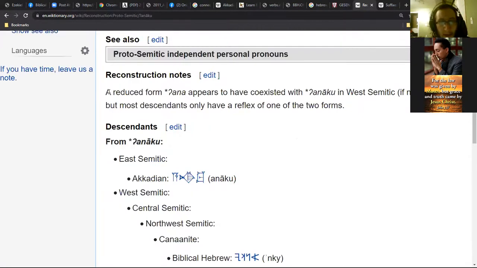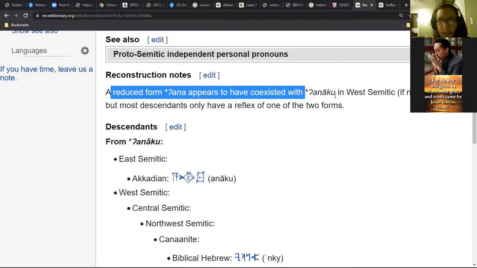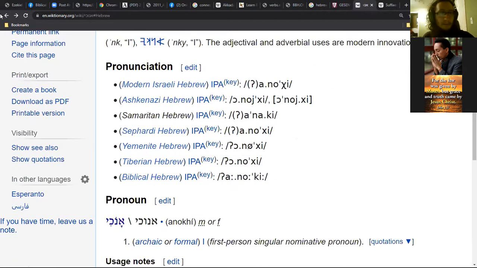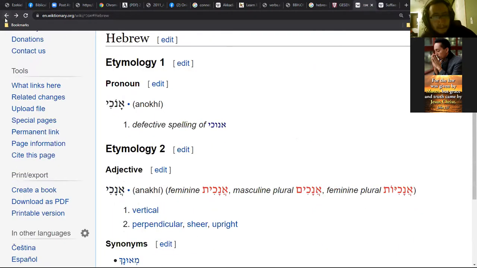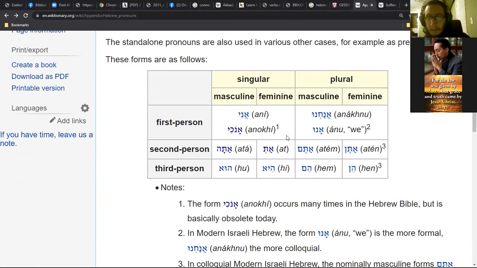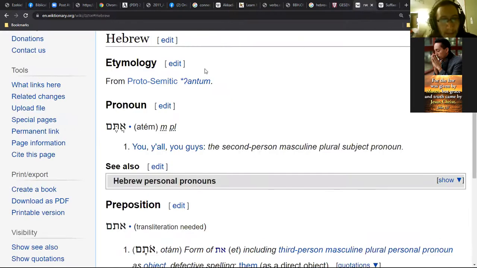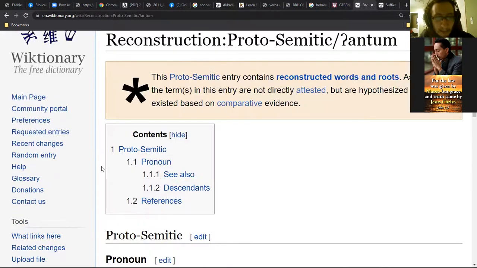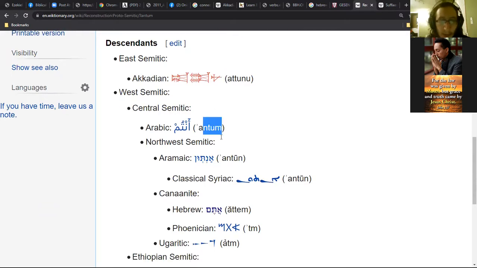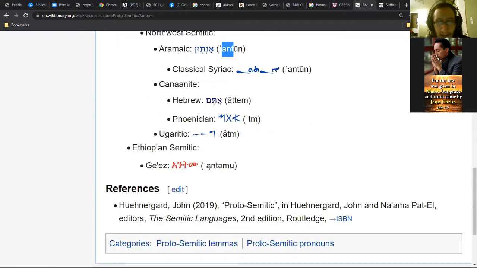And you can see it says right here a reduced form appears to have coexisted with Ana. So maybe in the original Hebrew, both were used potentially. And then we have Atem. You go to here, it's Antem. So Akkadian agrees with Hebrew with dropping the noon, but Arabic, once again, Arabic has it, Aramaic has it, and Ge'ez has the noon.